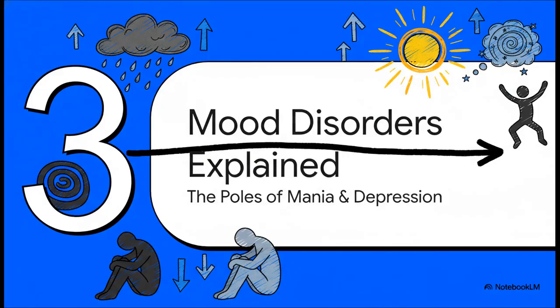Okay, time to switch gears and talk about mood disorders. The easiest way to get your head around this is to picture a spectrum with two extreme opposite ends. On one pole, you have mania, super high energy, everything is fast and euphoric. And on the other, you have depression, incredibly low energy, everything feels heavy and slow.